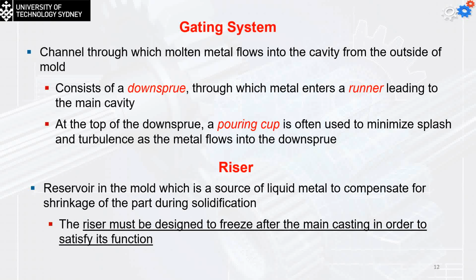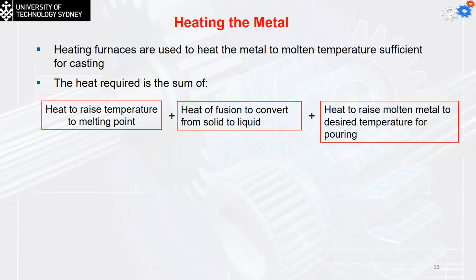Now, once again, we said that the melting temperature by itself is not going to be enough. We always need to increase the temperature to what we call the pouring temperature. So the heating and the furnaces are used to heat the metal to a molten temperature sufficient for the casting. The heat required is the sum of: first, the heat to increase the temperature to the melting point; then more heat of fusion to convert the solid to a liquid; then heat to raise the molten metal to the desired temperature for pouring.